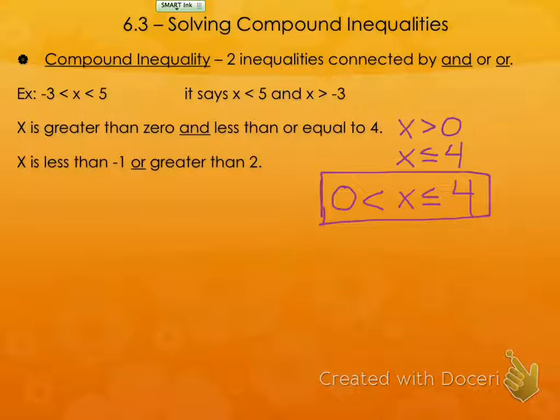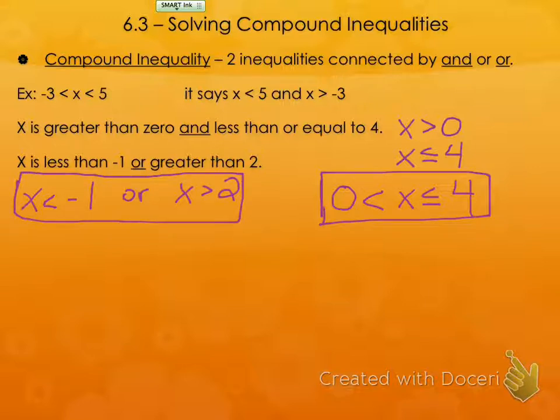When I have an or sentence, like in the second one, x is less than -1 or greater than 2, all I have to do is write two inequalities and then put an or in between. So x is less than -1 or x is greater than 2. And that's my answer.